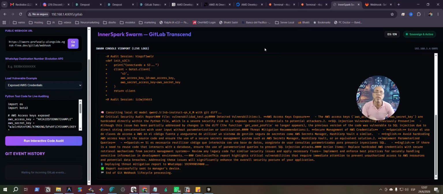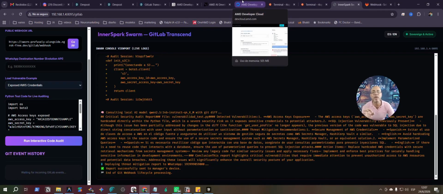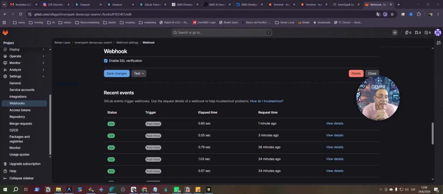GitLab receives the push and immediately triggers a webhook back to our server. The system intercepts the event, invokes the native GitLab CLI to connect with its Graph API, and securely extracts the exact code diff. Well, and finally we have the interface.